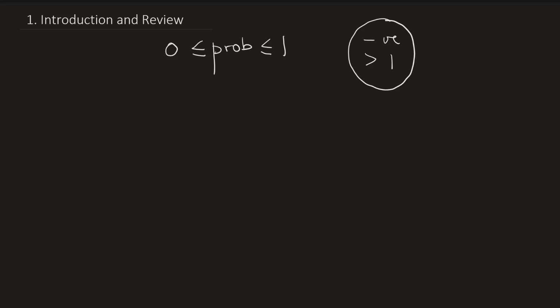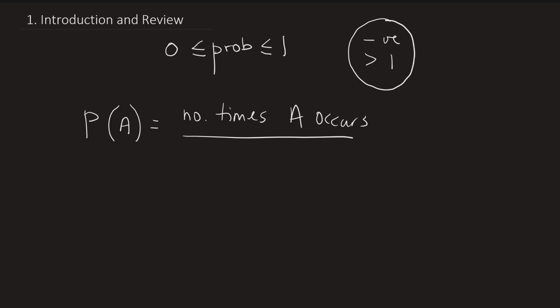An easy way to work out what the probability of something is, let's say the probability of A, is to think of the number of times that A occurs over the total number of times. In slightly more formal language, the numerator is the number of favorable outcomes and the denominator is the total number of outcomes.